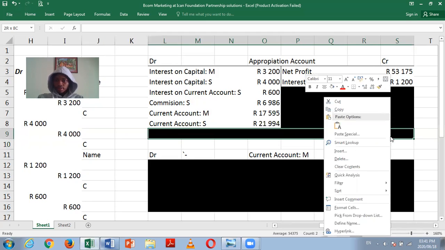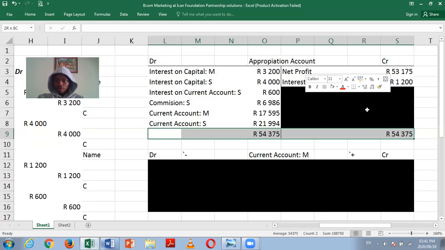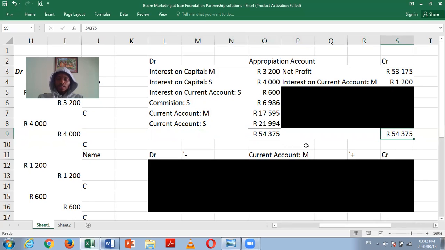So remember the credit side is greater, so the greater side will be the balancing figure, right? So 54 and 54 on both sides. Remember appropriation is the final account, so it doesn't have a balance carried down or a balance brought down, right? So your left should be equal to your right, or your debit should be equal to your credit, right?